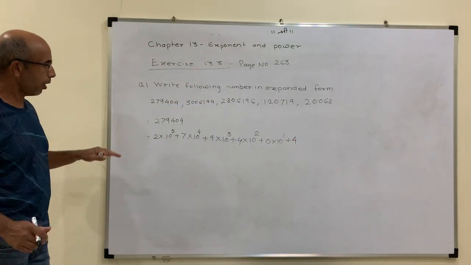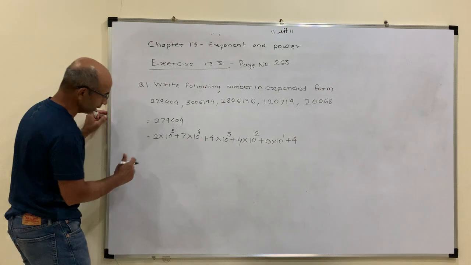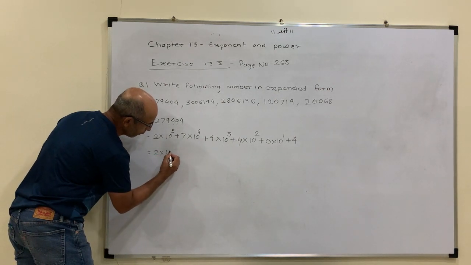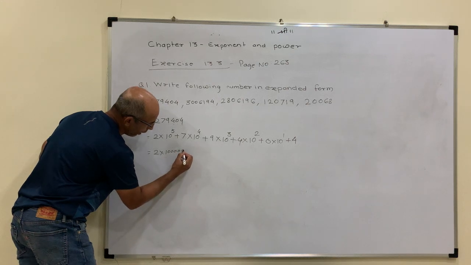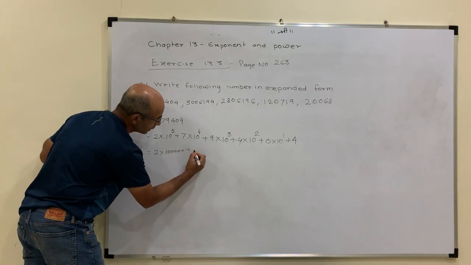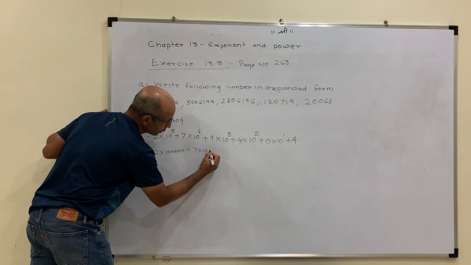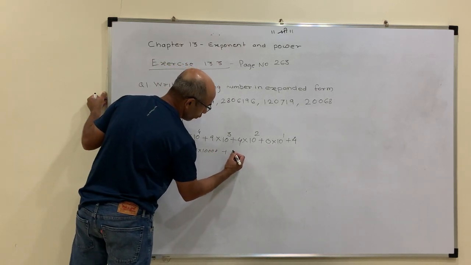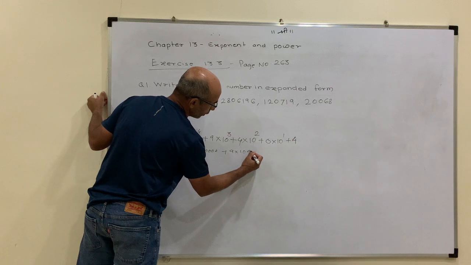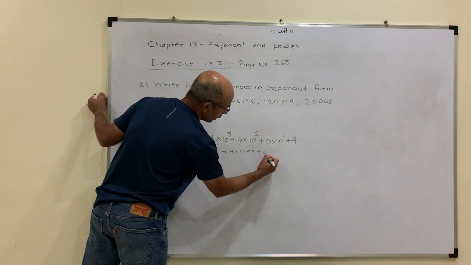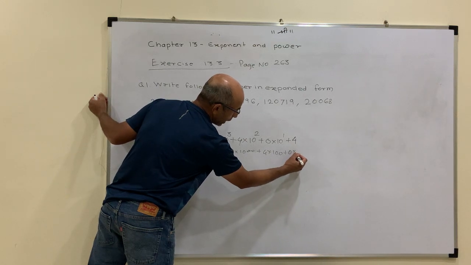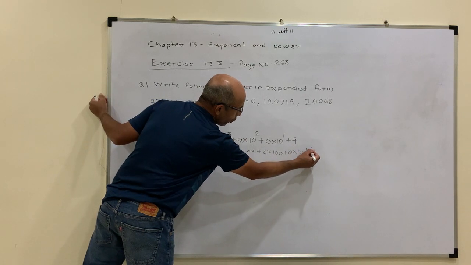So now, I have skipped one step which I will rewrite again. 2 into 10 raised to 5, then plus 7 into 10,000, then plus 9 into 1,000, then plus 4 into 100, plus 0 into 10, plus 4. That's the expanded form.